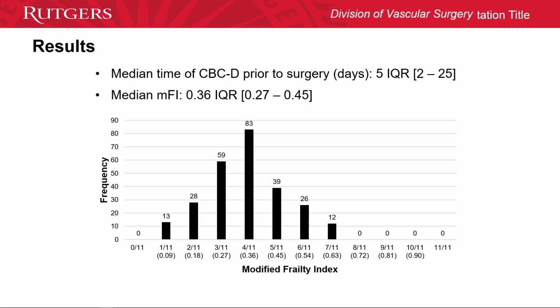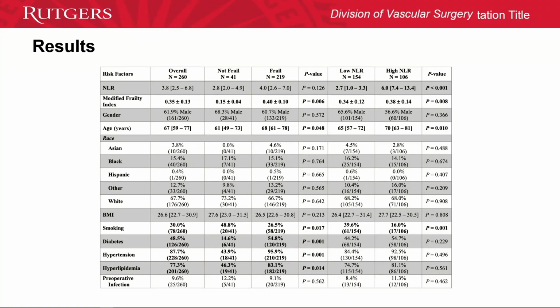The median time prior to surgery of the CBC was 5 days. Our median MFI was 0.36, which correlates to 4 of those 11 characteristics. And as you can see, the majority of this patient population is frail. When we compared the characteristics of the different groups, we found that there was no difference in the NLR between the frail and not frail group.